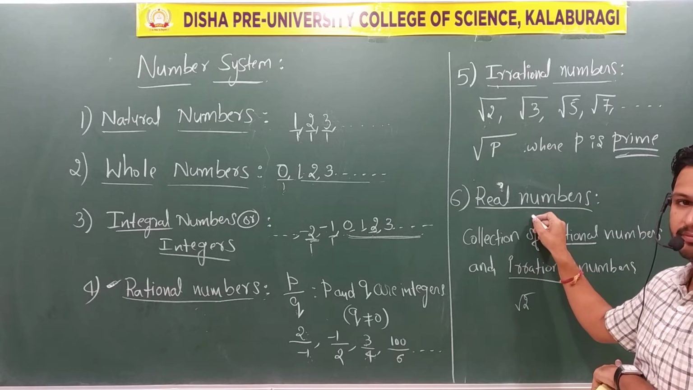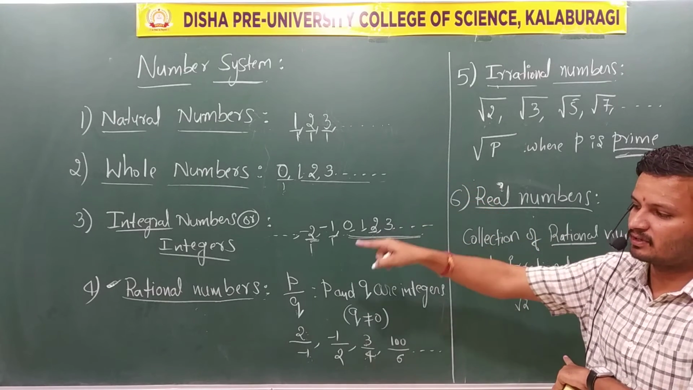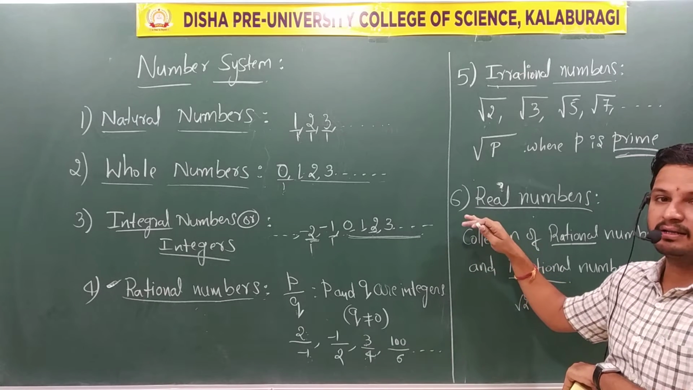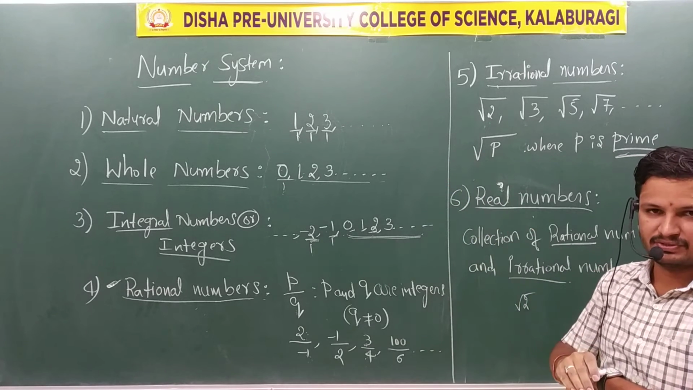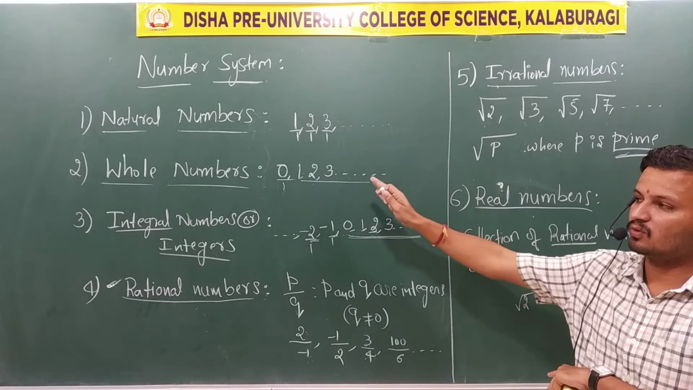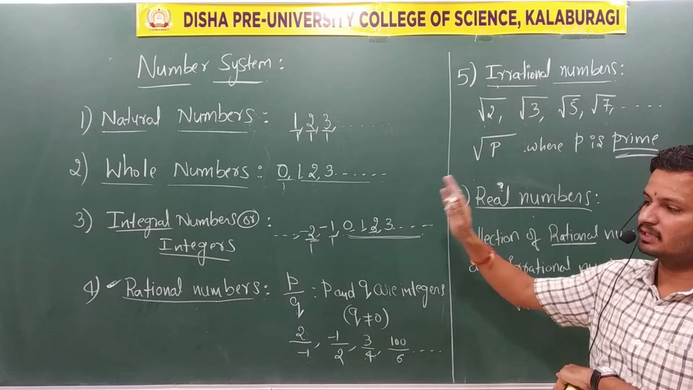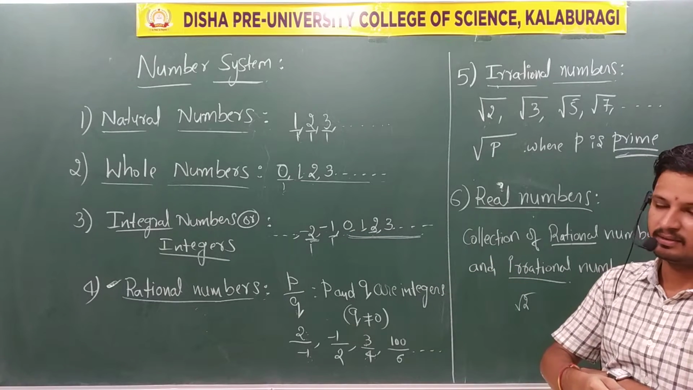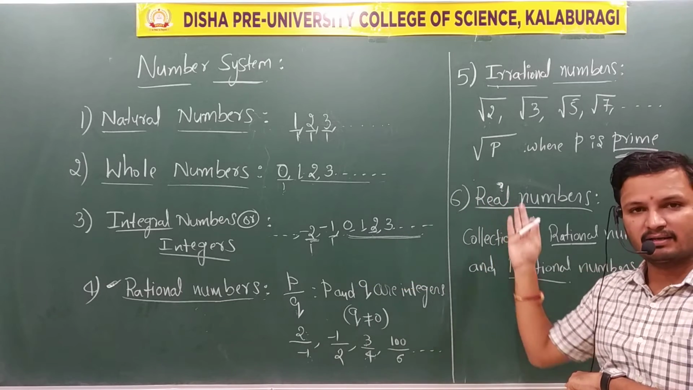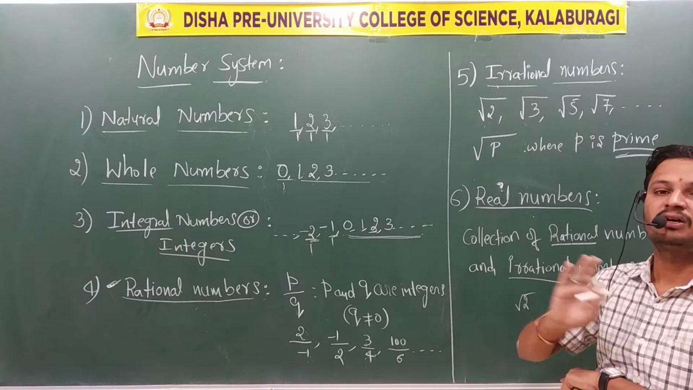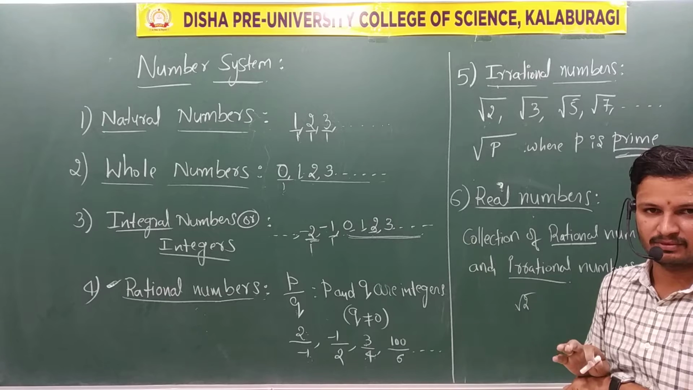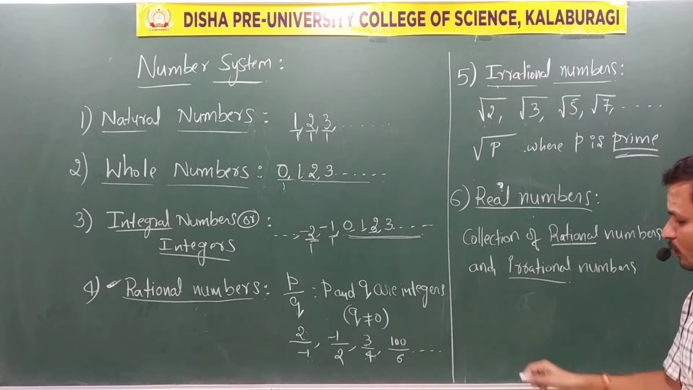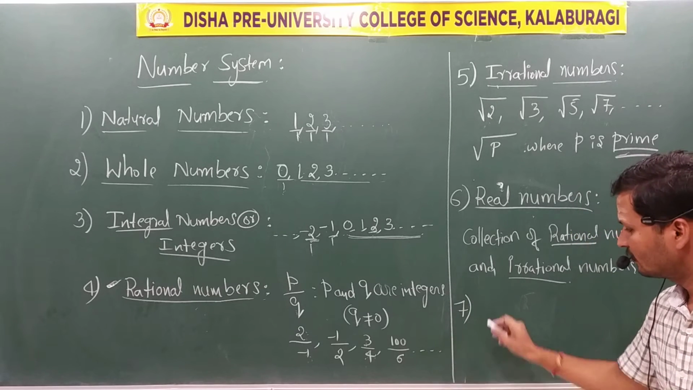In the real number system, root 2 is not a natural number, and it is not a rational number. Is it right? So, the converse: all real numbers are not natural numbers, all real numbers are not whole numbers, and all real numbers need not be an integer or a rational number. But all rational numbers are real numbers; the converse is not true.